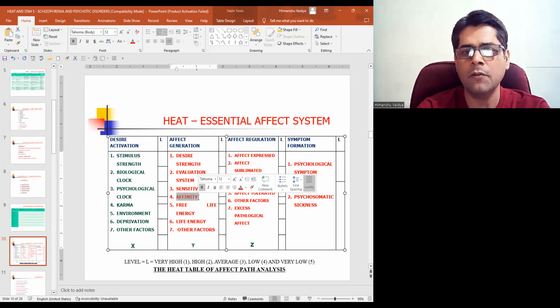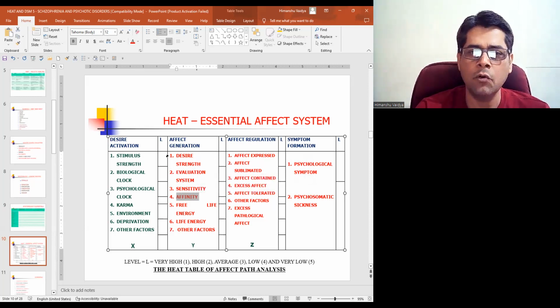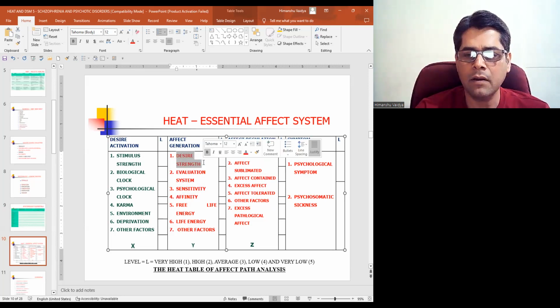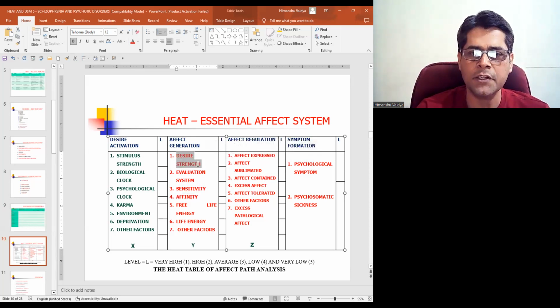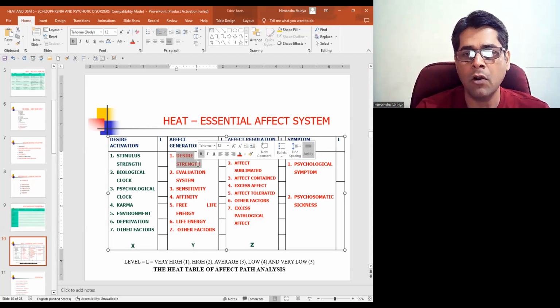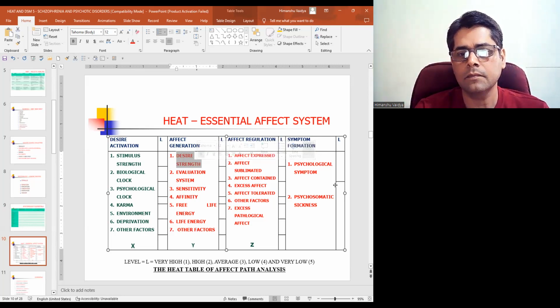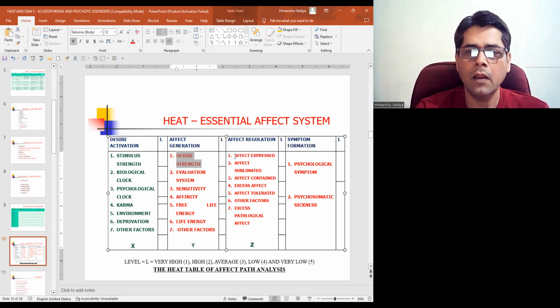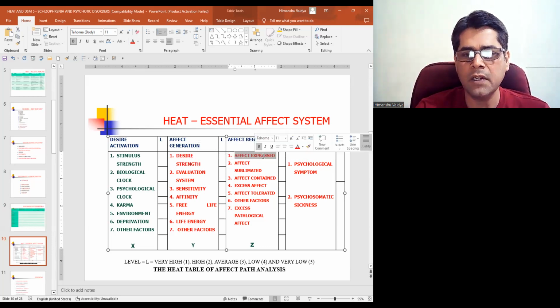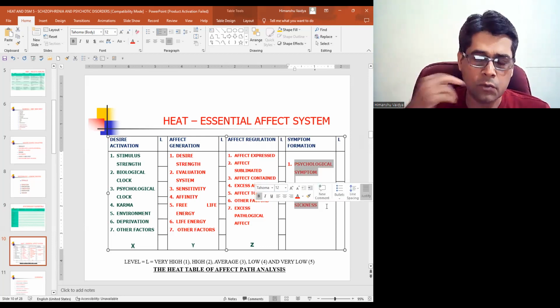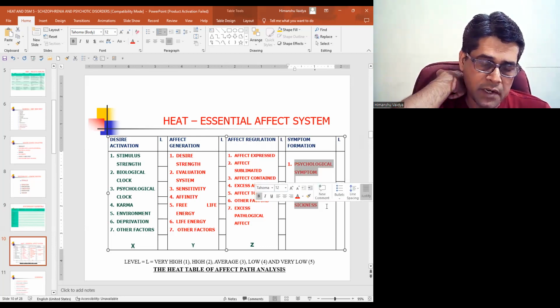Affect expressed comes from, desire strength comes from both. From our assessment, this data given by the patient, also from people around him. All the three sources give information. This also needs a lot of discussion and information from patient, our assessment, and people around the patient. The last one, of course, is easiest to know. It is why the patient has come to you.